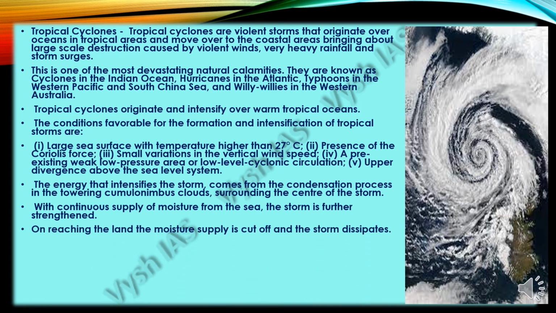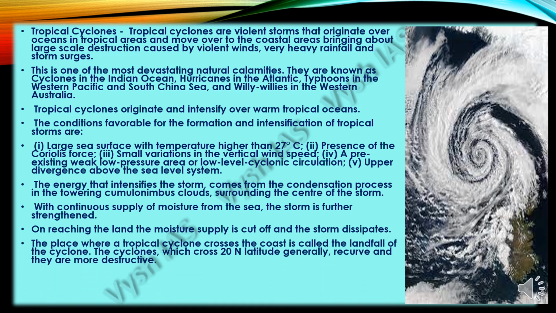So on reaching the land, the moisture supply is cut off and the storm dissipates. The place where a tropical cyclone crosses the coast is called the landfall of the cyclone. The cyclones which cross 20 degree N latitude generally take a recurve and become much more destructive.